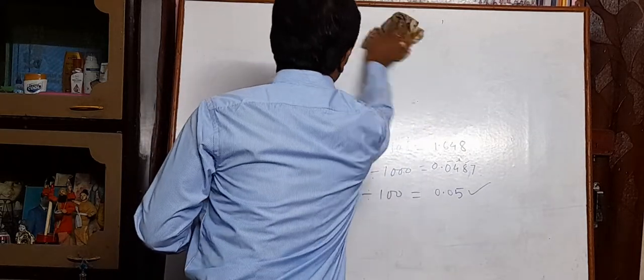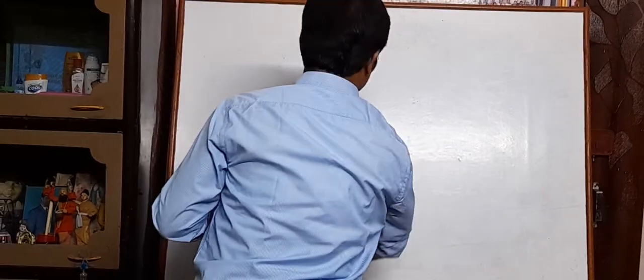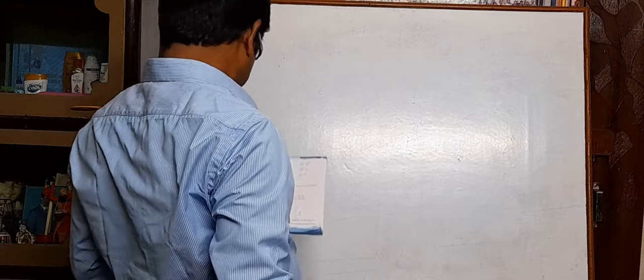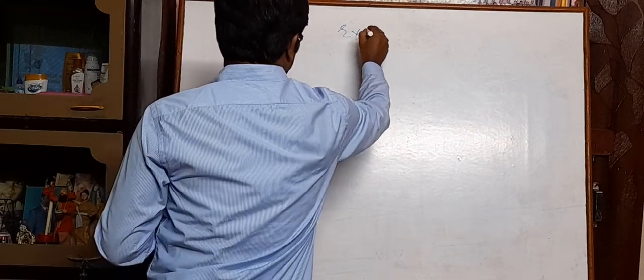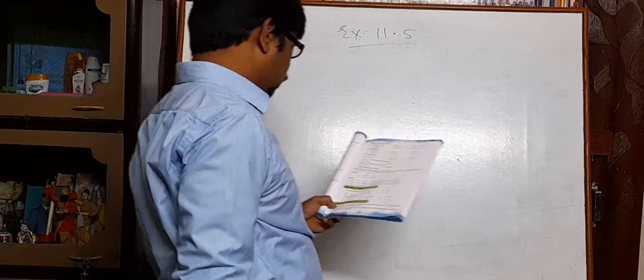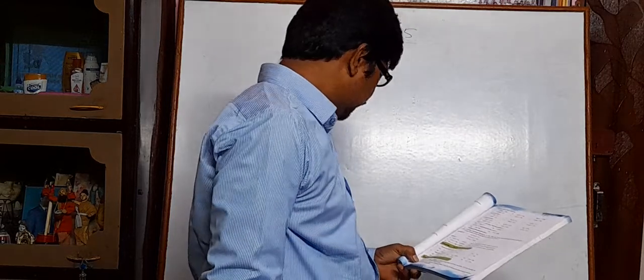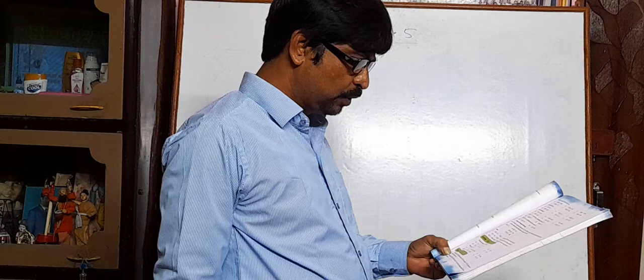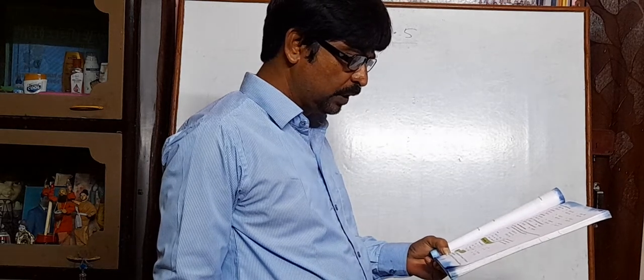Now come to the next exercise, 11.5. You should pause the video to note it down. Exercise 11.5. These are word problems. See, first question is Rani bought washing powder for rupees 360.50, wheat for rupees 140, bread for rupees 27.50, biscuits for 33.60. Find the total amount spent by her.